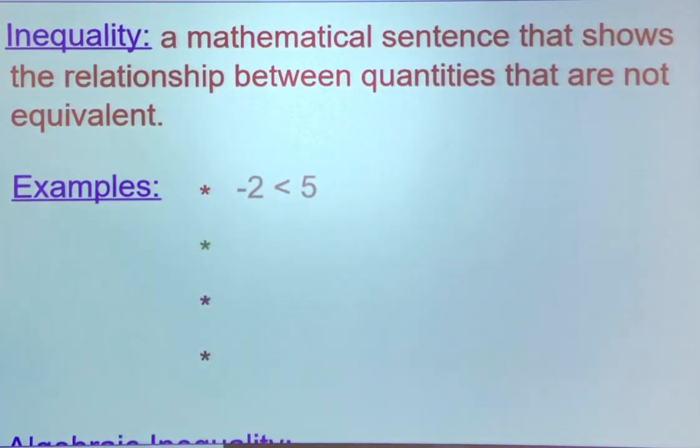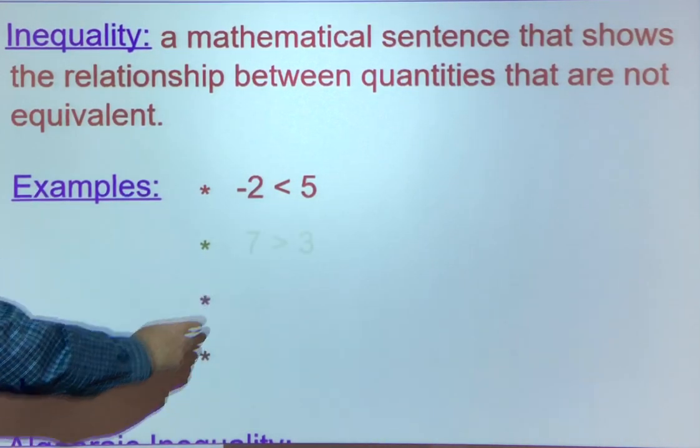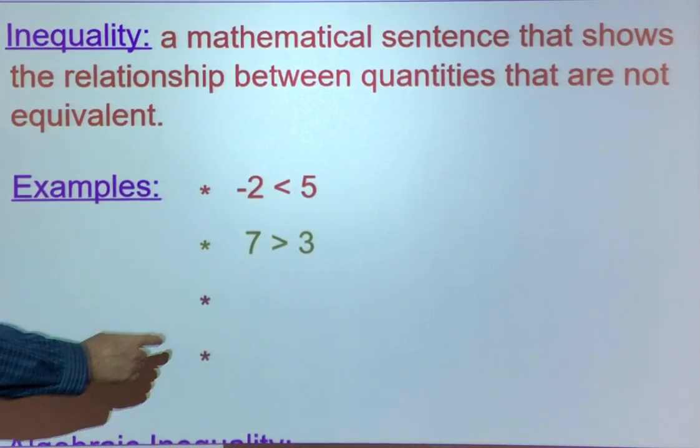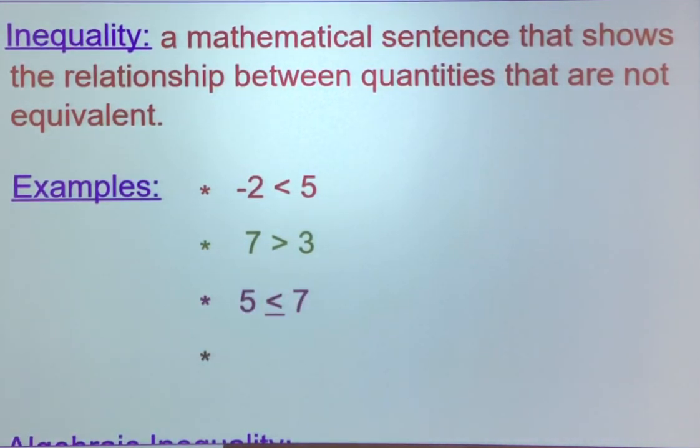We've compared numbers before. We would say that -2 is less than 5. That's an inequality. We could say that 7 is greater than 3. If we were comparing 5 and 7, we could say that 5 is less than or equal to 7. And another one would be 3 is greater than or equal to 3. Well, it's not greater than, but when it says that "or equal to" part, that makes that a true statement.